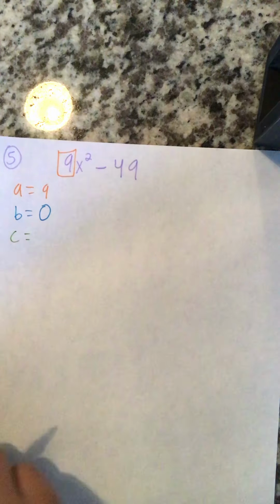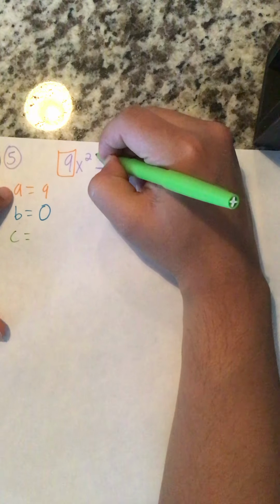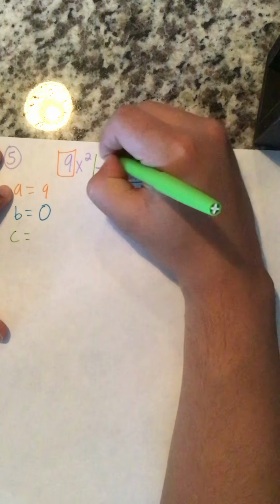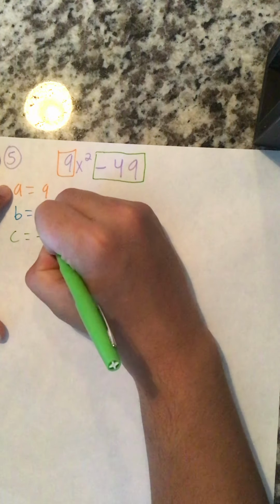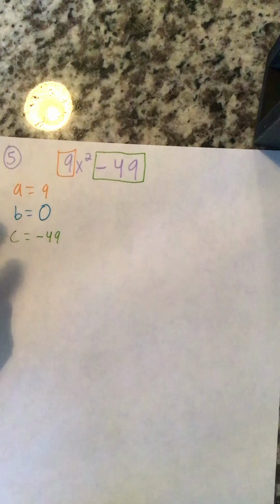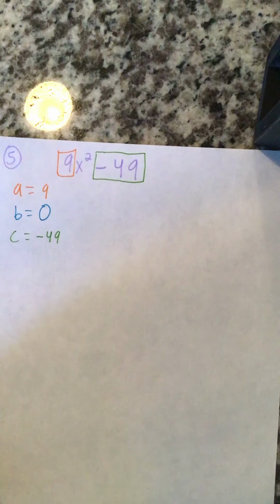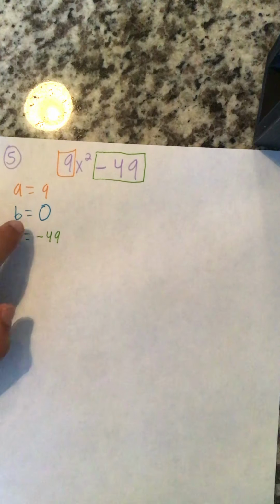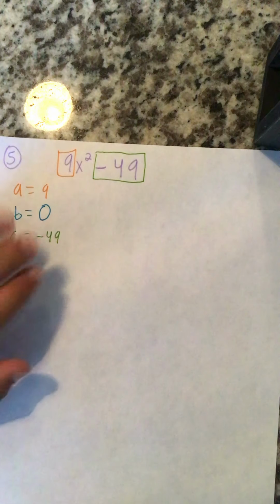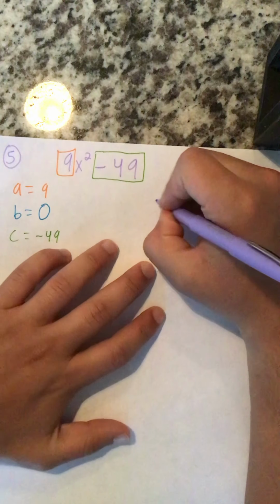But I do have a c value. Remember, I have a constant. That's a number all by itself. My c value is negative 49. So I have an a, my b is 0, and my c is negative 49. That's fine. We can do the exact same steps with all this information. It's just as easy. So let's go. Let's go make our x.